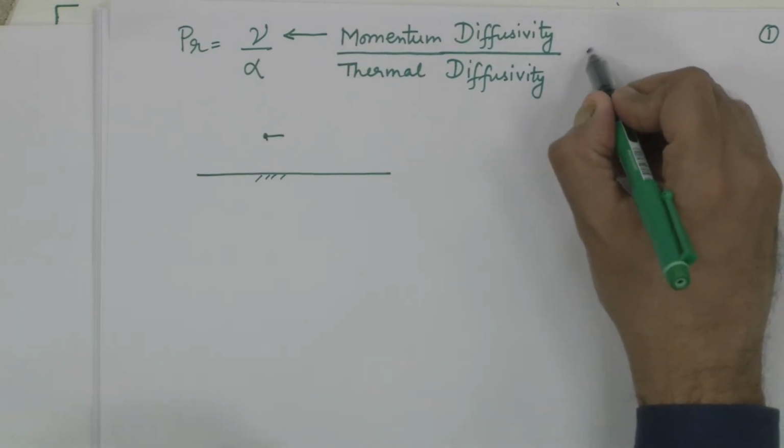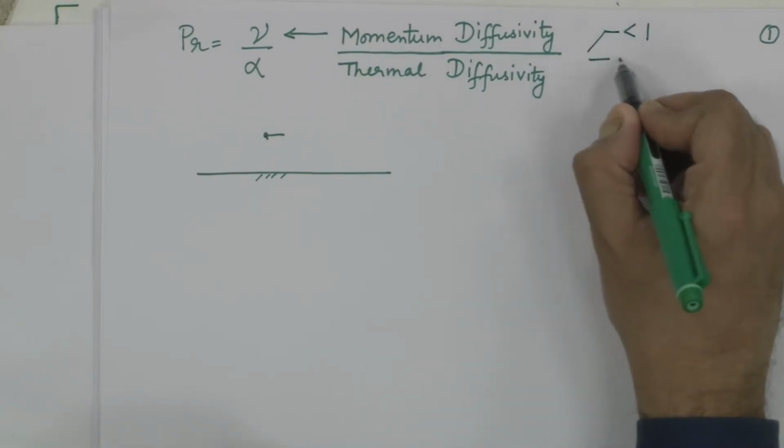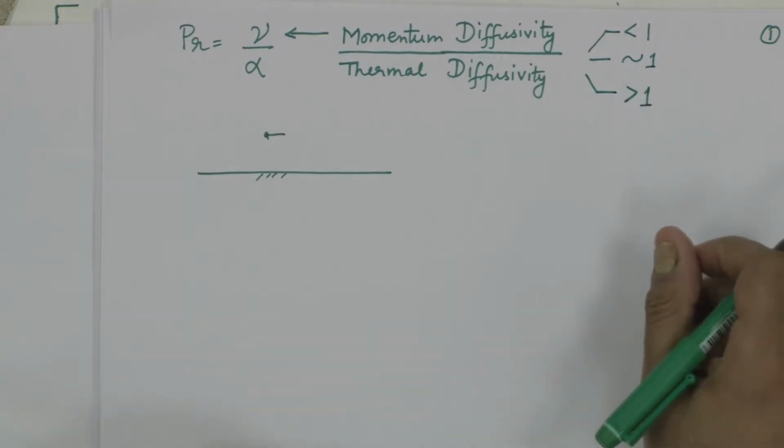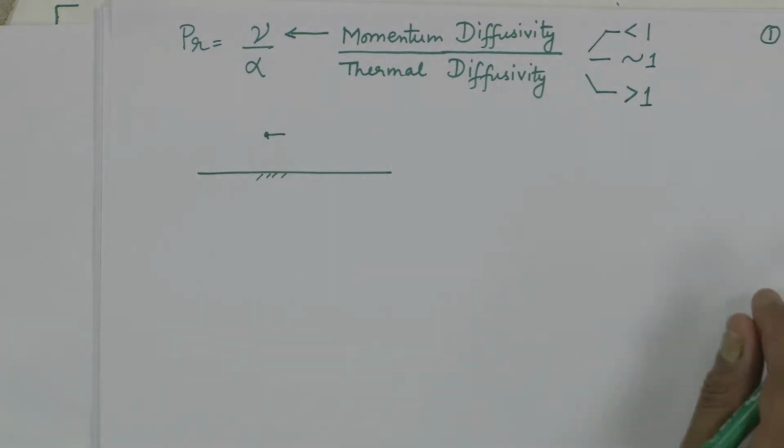So, obviously, we can say Prandtl number can have three different values: less than 1, approximately equal to 1, or greater than 1. Very nice.